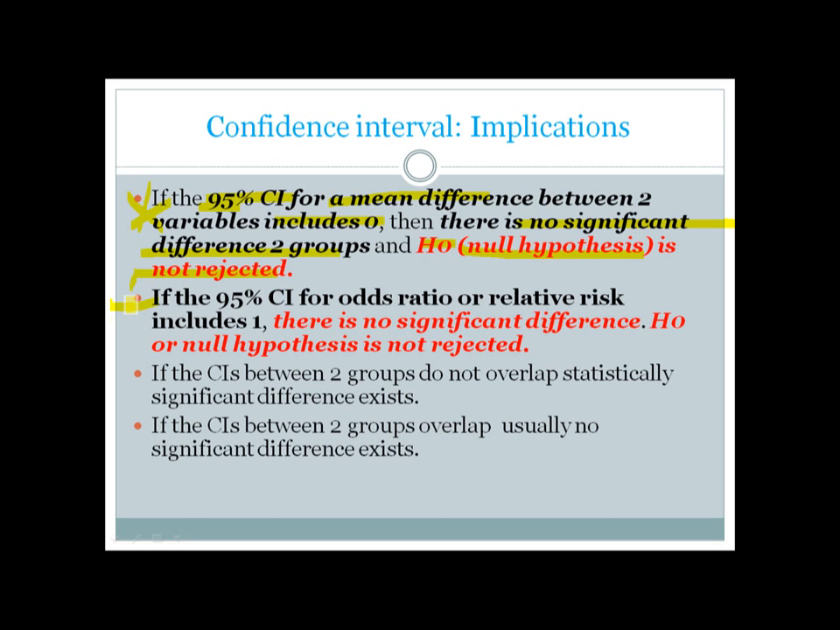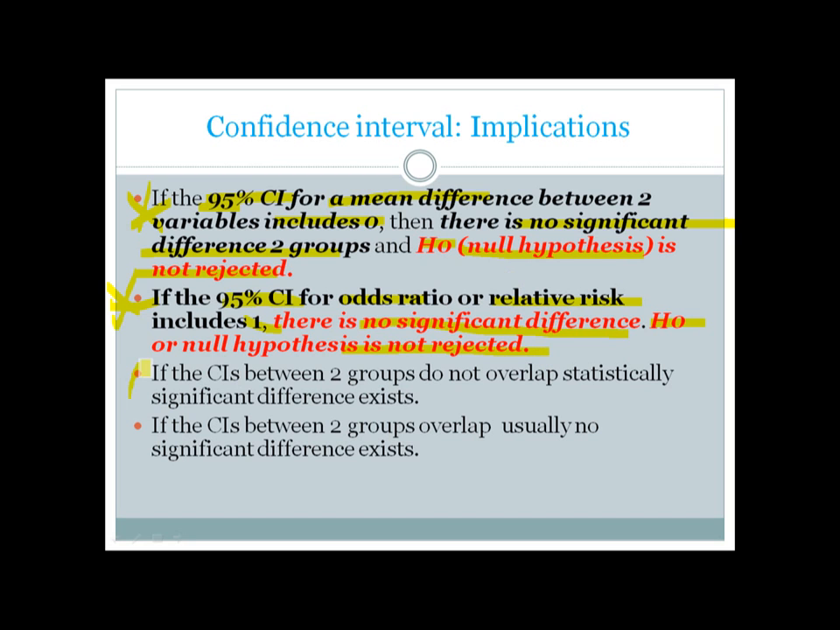Another implication is, when the 95% confidence interval for odds ratio or relative risk includes 1, then it tells you that there is no significant difference between two groups, or H naught, the null hypothesis, is not rejected, or you are staying with the null hypothesis. And null hypothesis is always that there is no relationship between two groups.